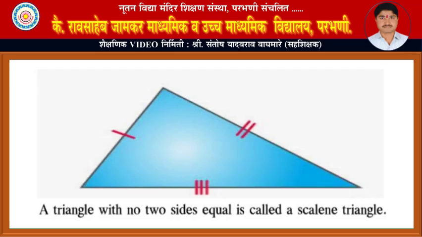So based on the sides, we have learned three types of triangles: equilateral triangle when all three sides are equal, isosceles triangle when two sides are equal, and scalene triangle when none of the sides are equal.